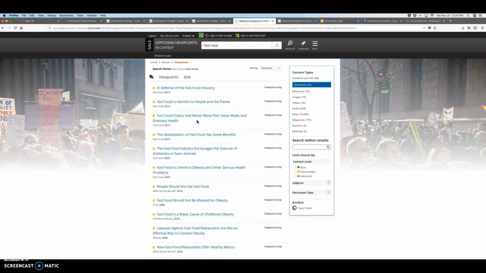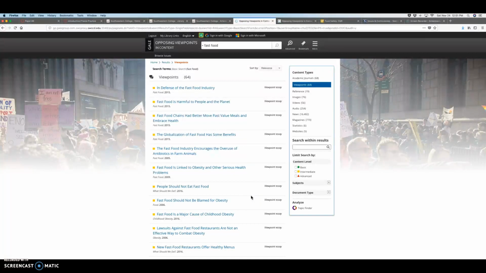Fast food chains had better move past value meals and embrace health. This kind of connects to the film, but it's not about the film. The globalization of fast food has some benefits. So I think you get the gist. What you're going to do is you already have your movie selected. You're going to use your documentary from paper number 3. And you're going to do some reading, see what people are arguing about, and you're going to use 2 to 3 sources for your paper.